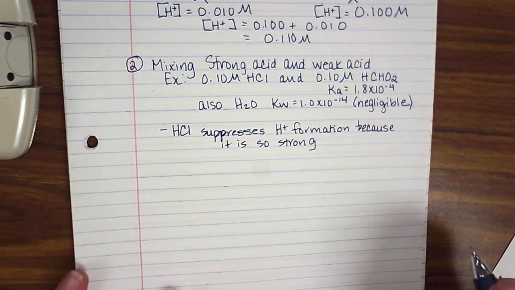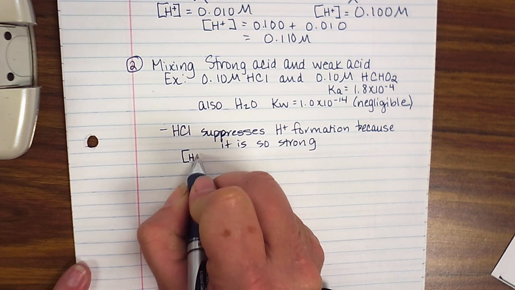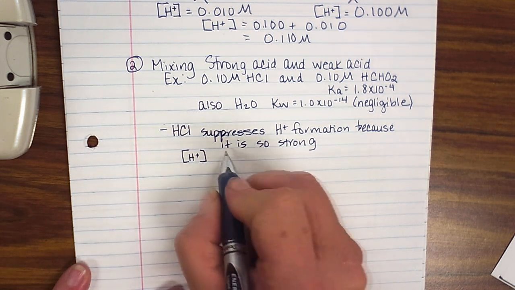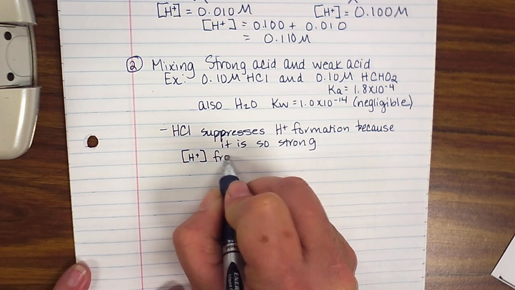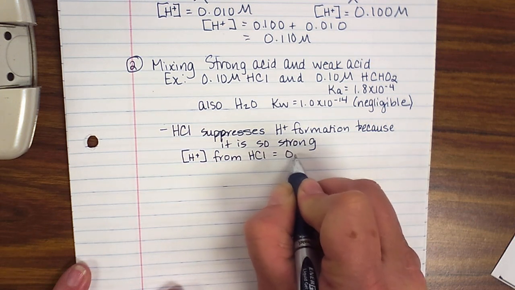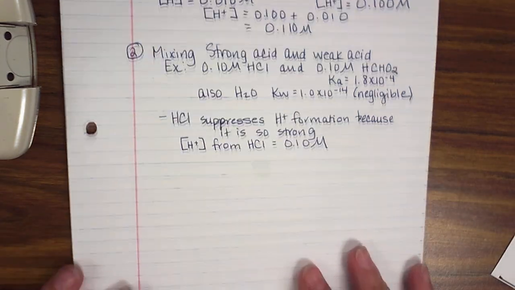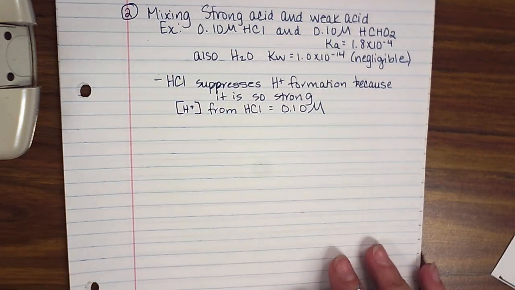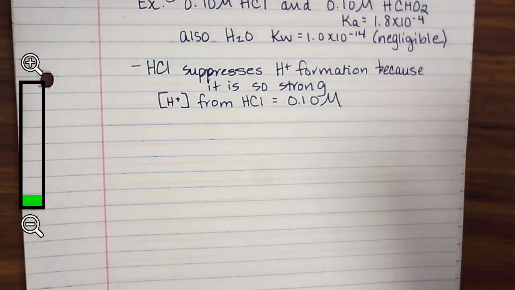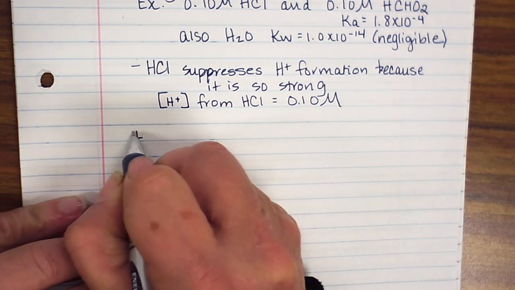So let's take a look at this. So we know that the hydrogen from the hydrochloric acid is equal to 0.10 because it's got 100% dissociation. So we know that, right? And so what we really want to do is add the H plus from the formic acid, right? So we're going to have to do an ICE on that.